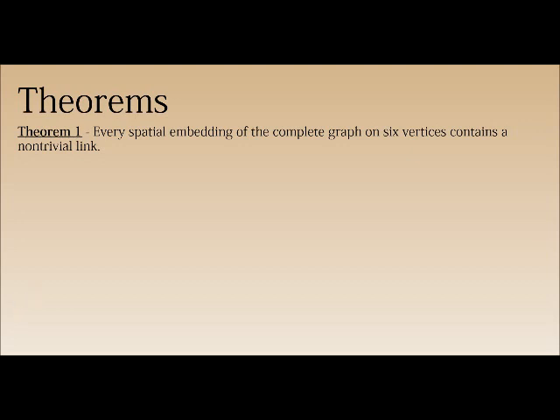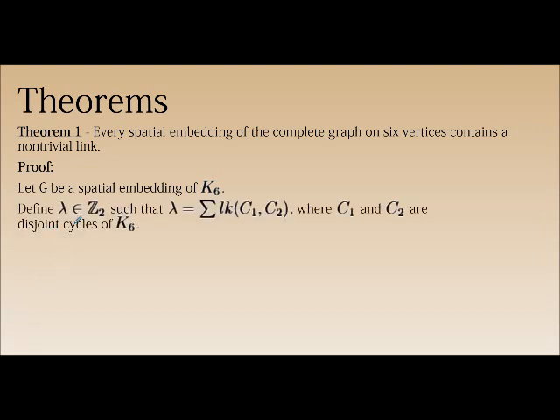Okay? So for the proof of this, we're going to let G be a spatial embedding of K6. And we're going to define lambda in Z sub 2 such that lambda is equal to the sum of the linking number of C1 and C2, where C1 and C2 are disjoint cycles of K6. Obviously, with K6, in order for us to have a cycle, we need 3 vertices minimum to make a cycle. And with 6 vertices total, that means that we can only have 2 cycles of K6. So that's why we just take the linking number of C1 and C2.